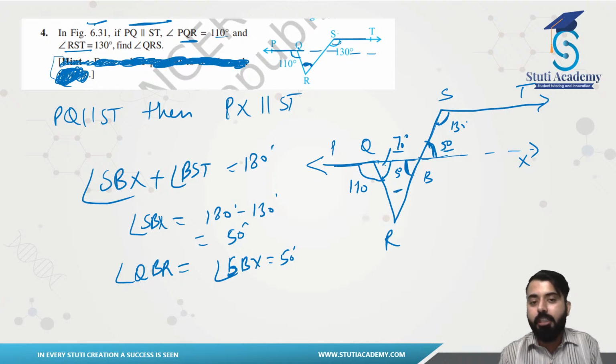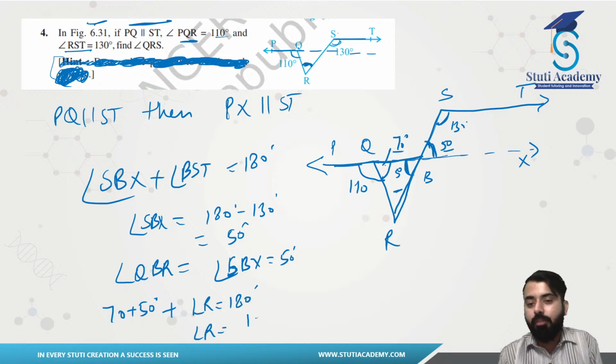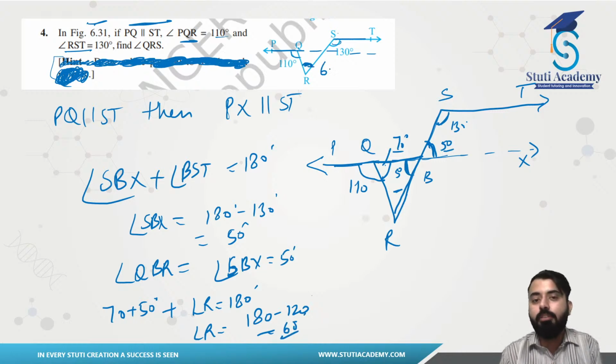Now in this you have a triangle right here, QBR. So you guys know 70 plus 50 plus angle R, that will be 180. So angle R itself is what? 180 minus 120, that will be 60 degrees. So this is the answer. You have your angle R, which is 60 degrees.